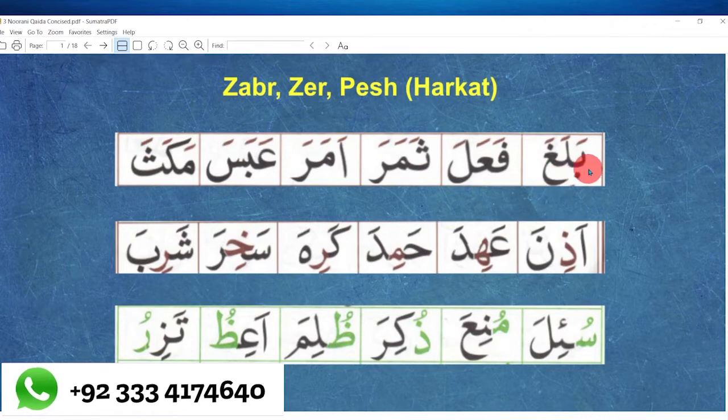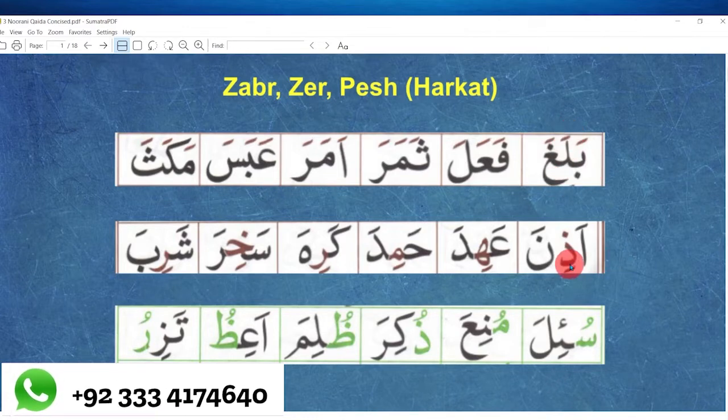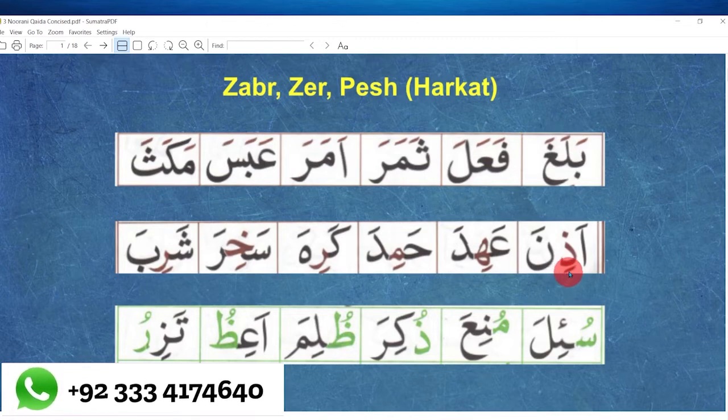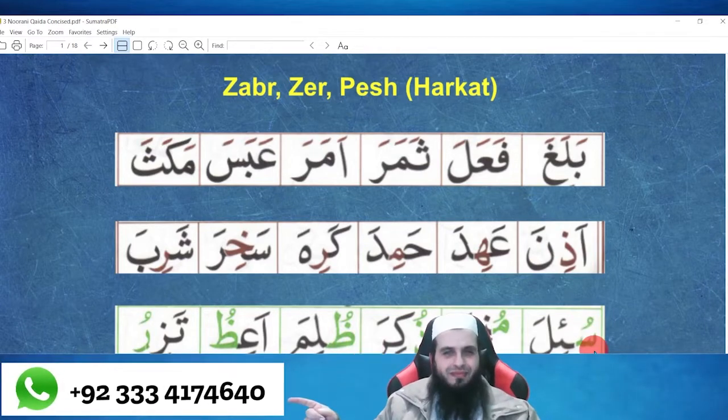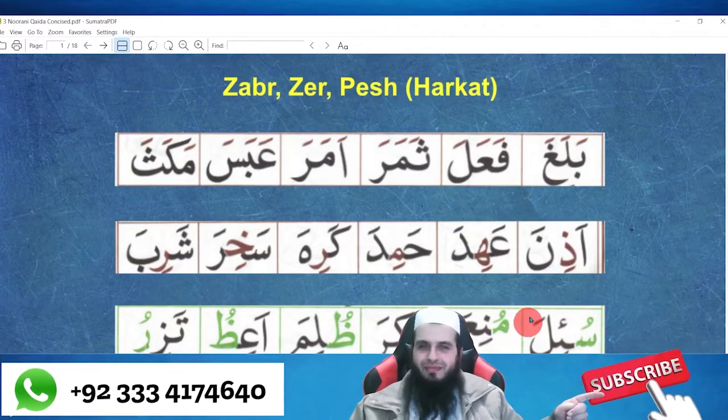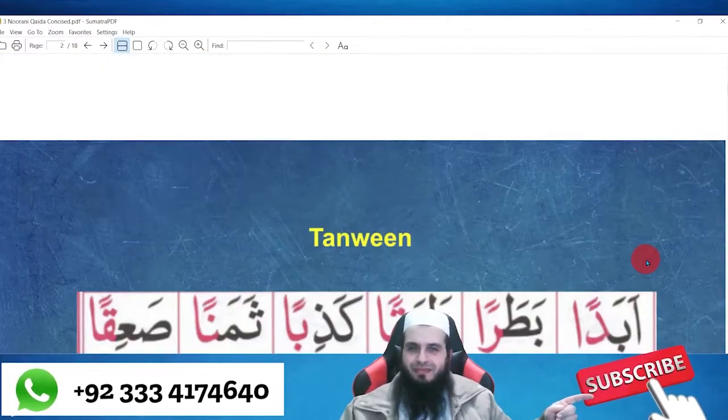Ba La Gha. If we stop, the zabar of ghain will turn into jazm and we will read it like this, balagh. Similarly, if the same sign comes below a letter, it becomes a zair. The sound of zair is e. So zal zair ri, adina. And if we stop, adin. And similarly, this sign is called pesh. The sound of pesh is u, so su'ila. If we stop, su'il, because the zabar of lam will turn into jazm in stopping mode.